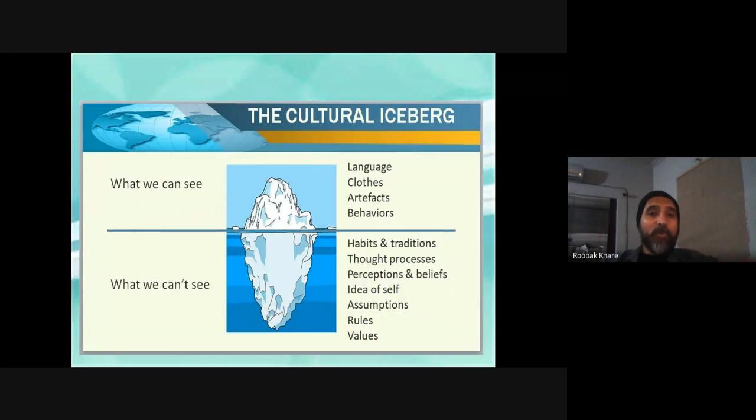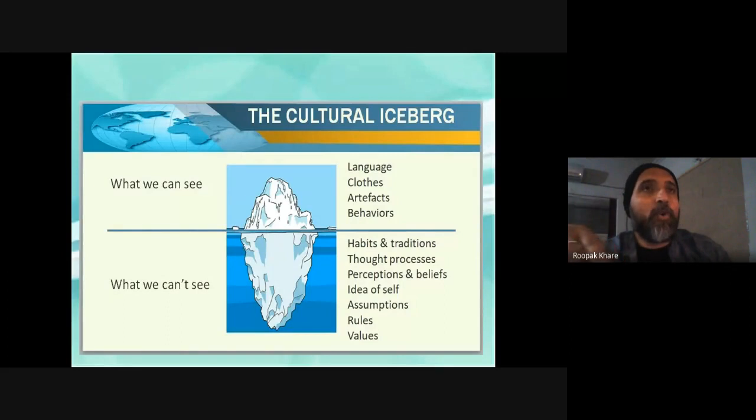Now this picture shows the cultural iceberg. There are some things that we can see in an iceberg. Yes, only a small portion of an iceberg is usually above the surface of the water. Most of the time, icebergs are 10 times or 100 times bigger than what is seen from the surface. Under the surface, they are much bigger, which we cannot see.